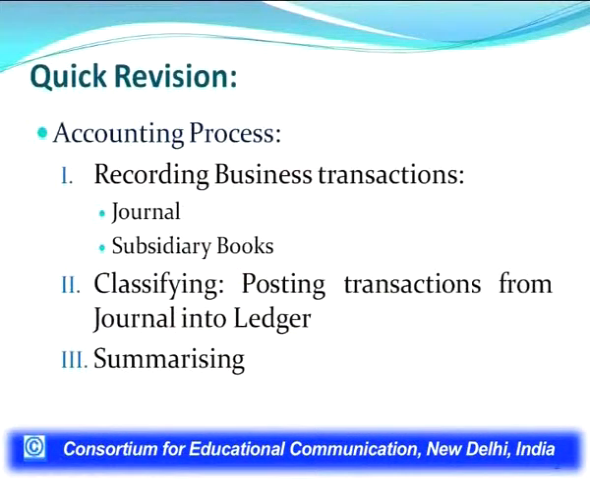Dear friends, so far we have discussed in the last few lectures the accounting process. As you know, the accounting process starts from recording the business transactions in the books of original entry, that is, journal and subsidiary books. So a business transaction is recorded either in the journal or in a subsidiary book. After recording, we need to classify them, and this process is also known as posting transactions from journal into ledger. In the last lectures we have discussed journal and ledger. And the next step in this process is summarizing, and this summarizing step is preparing the trial balance.